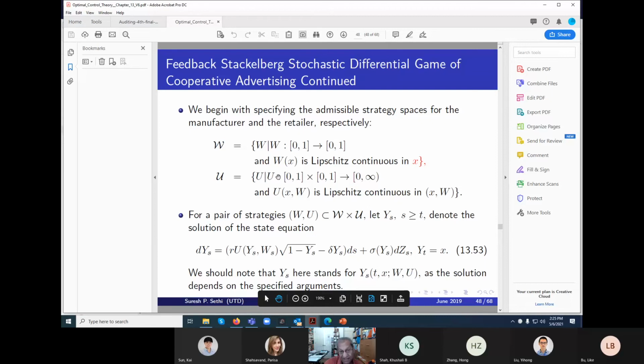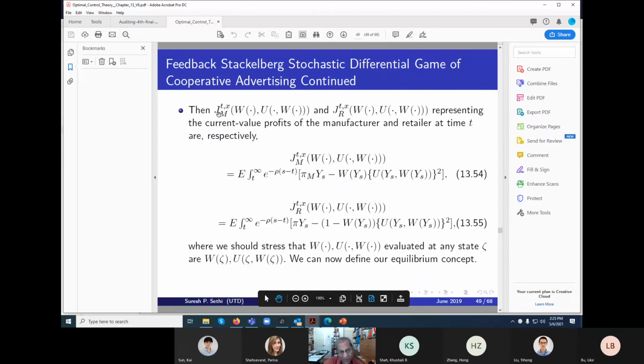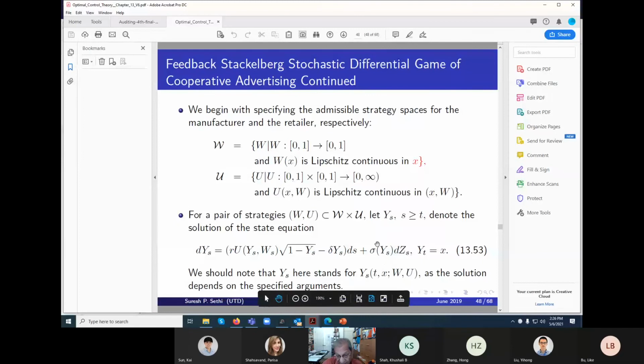Once I define that, I can plug into the objective function. So here's my objective function. The objective function has these two strategies, for the retailer and for the manufacturer. And I need to define that because it's not so clear what that means. So I define this to be the integral from T to infinity. I discount all the way to T, so this becomes S minus T, because remember, I'm discounting the value at S to time T. Pi margin. And now remember, the market share is Ys at S. And Ys is coming from this, and it depends on W and U.